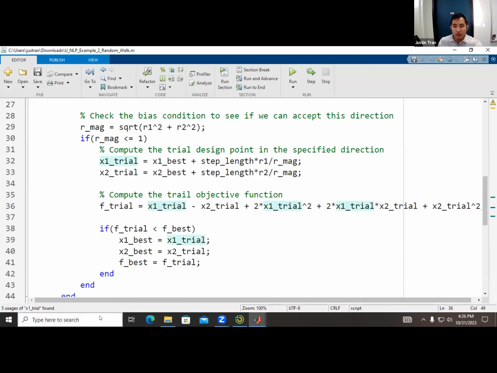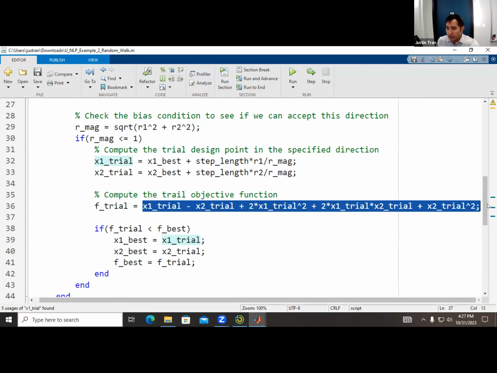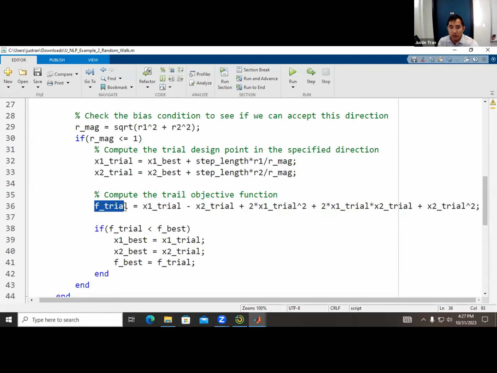The next step is that we're going to evaluate our objective function. You can see here that we have our objective function once again. We're calling this variable f trial because right now we don't know if this f trial is going to be an improvement over our previous point or if it's going to be worse. That's why we're calling it just a trial, because we haven't decided if we want to step in this direction just yet.